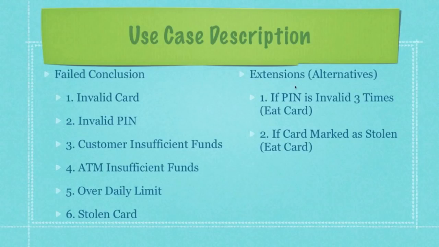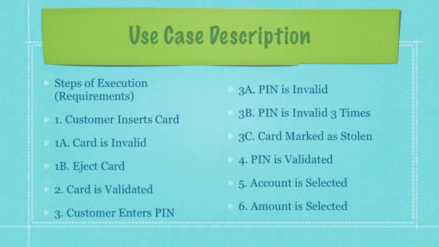Then we have extensions. Often extensions come from the different parts of your use case diagram that use the extend word. These would be situations like a PIN is entered 3 times incorrectly and you eat the card, or the card is marked as stolen and you eat the card. So, use these things as you would like. And then finally, you're going to have your steps of execution. Again, these are often listed both as steps of execution and on a separate list as requirements, but in this situation, I'm just going to show steps of execution because this is a pretty simple process.